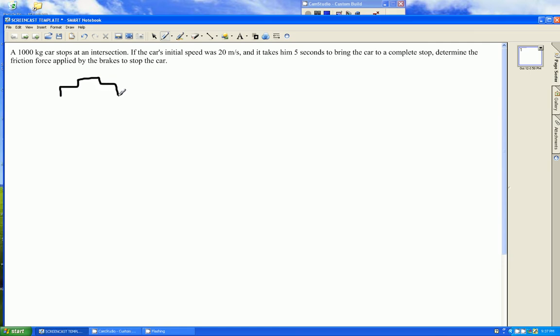Here's a car speeding down the road. Your art really doesn't count for much, so don't worry about that. As you can see, mine's not too great.